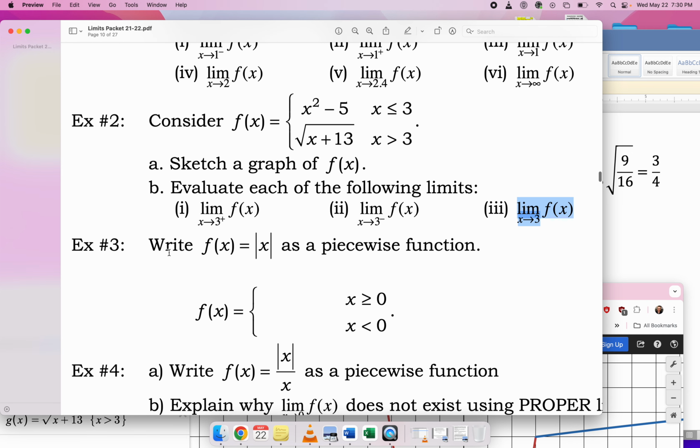Okay, now for number 3, write f of x equals absolute value of x as a piecewise function.